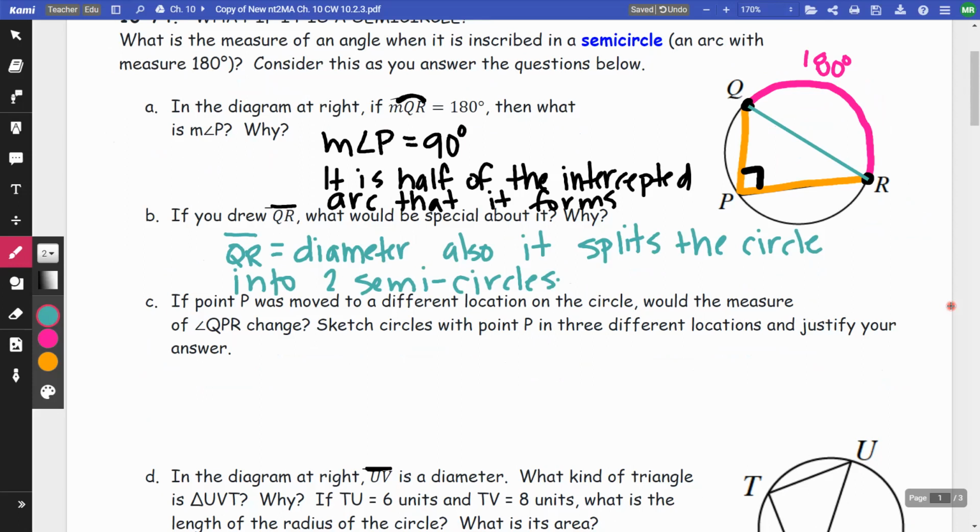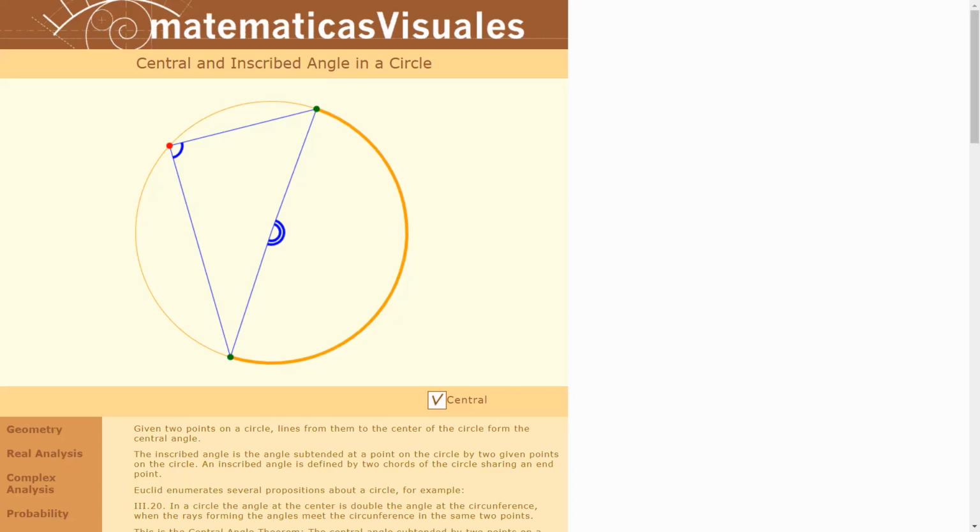If point P was moved to a different location on the circle, would the measure of QPR change? Sketch circles with point P in three different locations and justify your answer. So here they want you to draw three situations. I'm going to visually show us. So in this situation, I have made this be a diameter. And as I drag this point around, this angle is not changing.